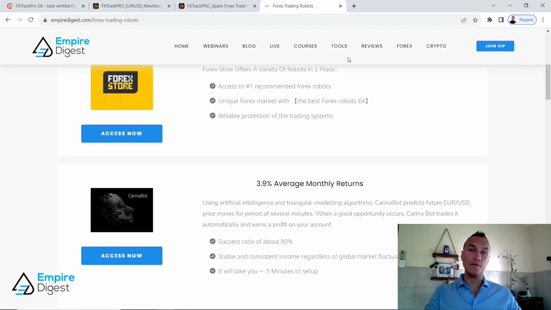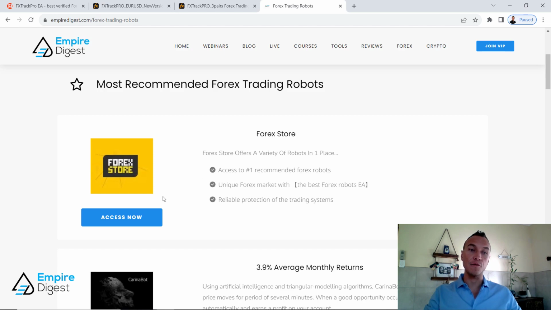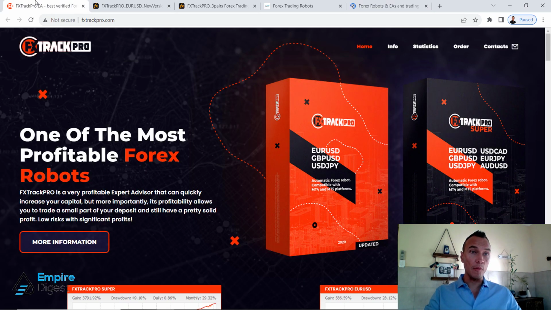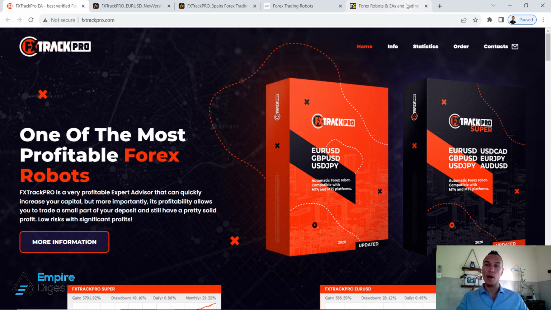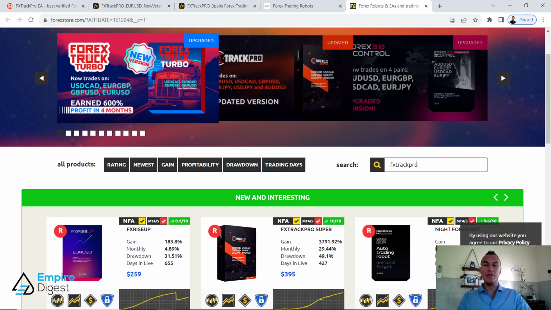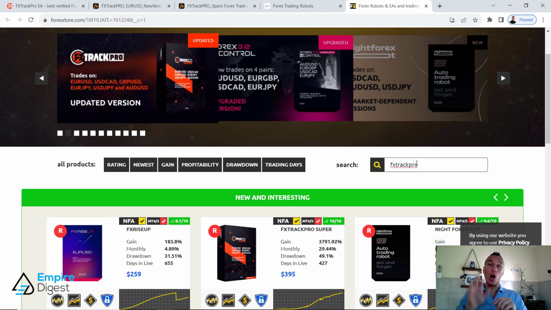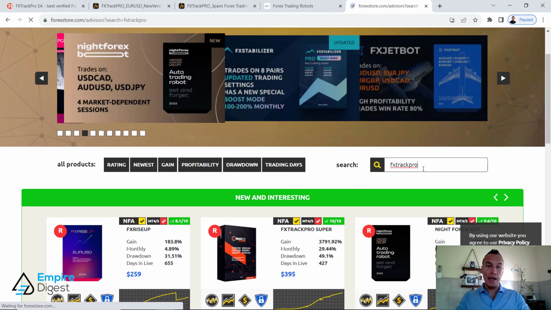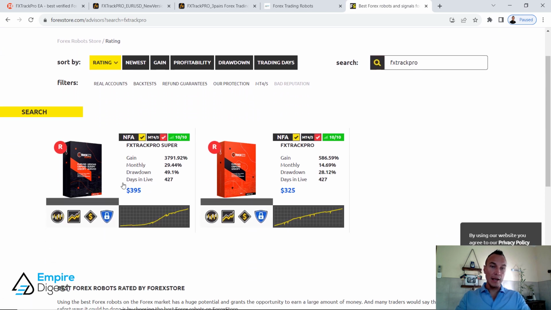Then, from Forex Trading Robots, you head over to the one that says Forex Store. You click the Access Now button, and once you've clicked it, you want to search for FXTrack Pro. Let's quickly do that. Type in FXTrack Pro. I think I will also include the specific robot on my Forex trading page. That will make it easy for you to find it as well if you don't want to go through this process. Now, you just type in FXTrack Pro and then click enter. It will immediately bring it up for you, and then you can view any one of them, the FXTrack Pro Super or just the standard FXTrack Pro.